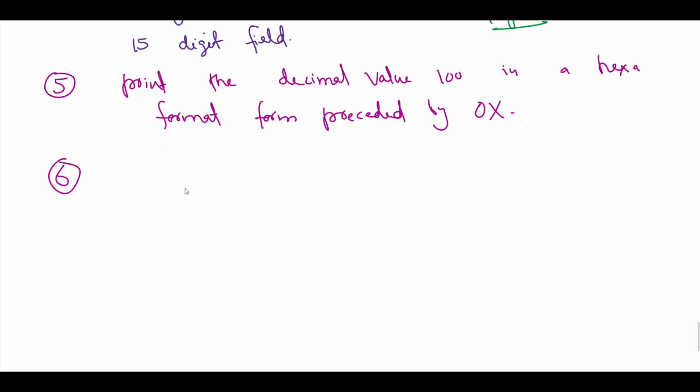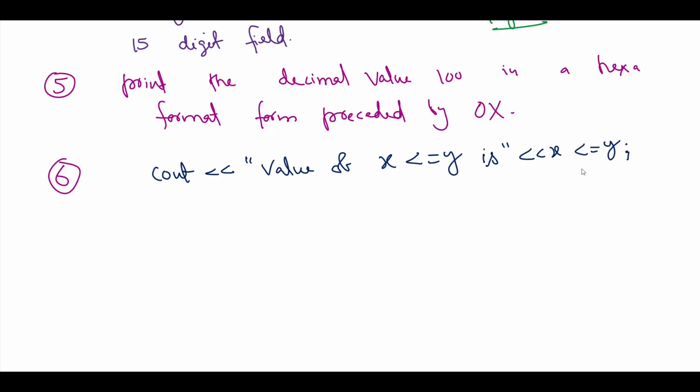Now there is a last question for you, and this is the sixth question. In this you have to find the error in this statement. We are writing cout, value of x is less than or equal to y is, then you can see we have double quotes here, and then there are some operators. Now you have to tell me what error this statement could have, right?